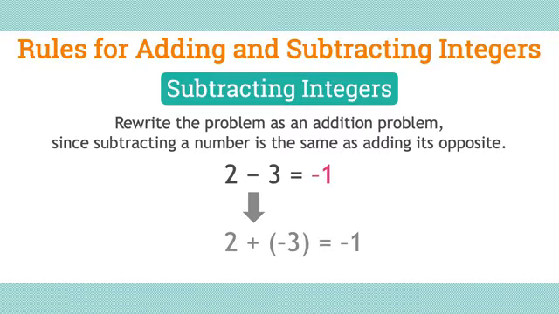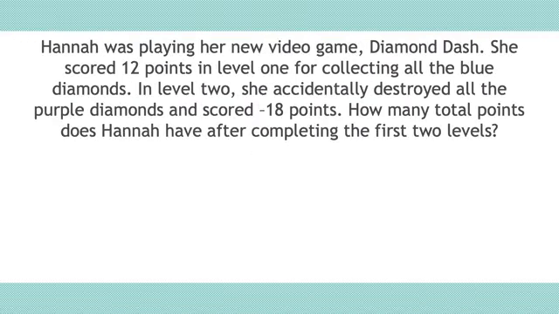Alright, so now that we remember how to add and subtract integers, let's check out some real-world situations like those you heard about at the beginning of the video, starting with this one. Hannah was playing her new video game, Diamond Dash. She scored 12 points in Level 1 for collecting all the blue diamonds. In Level 2, she accidentally destroyed all the purple diamonds and scored -18 points. How many total points does Hannah have after completing the first 2 levels?